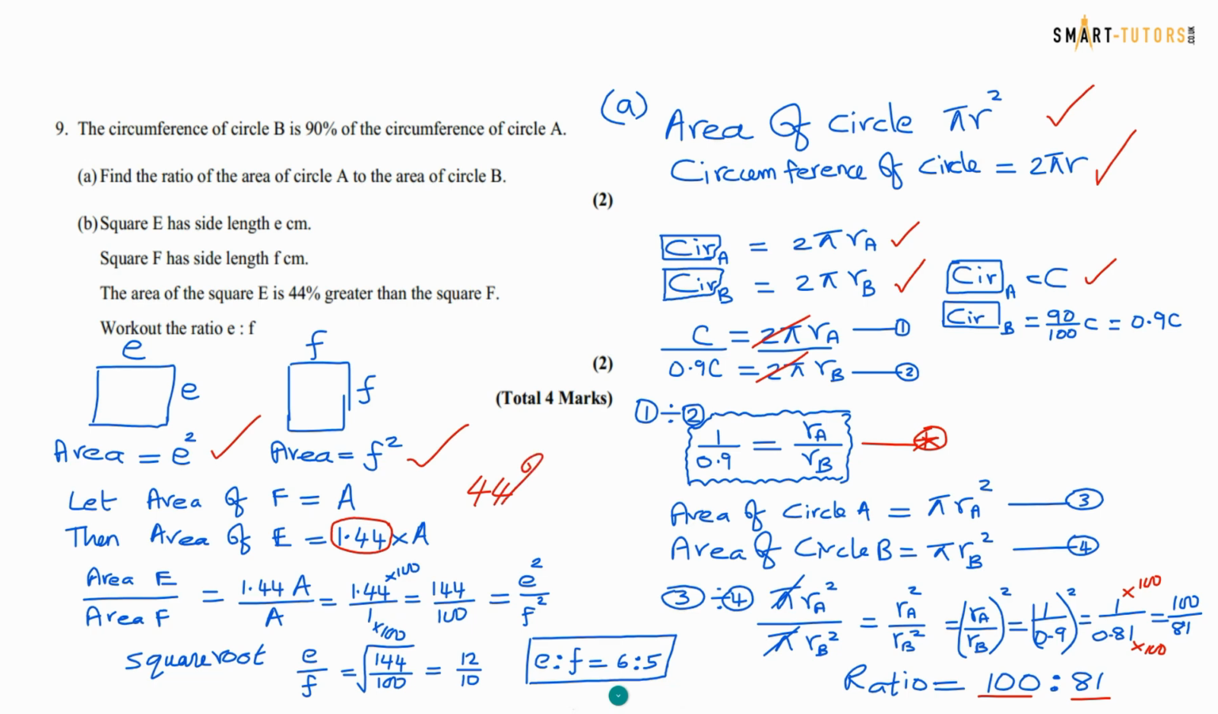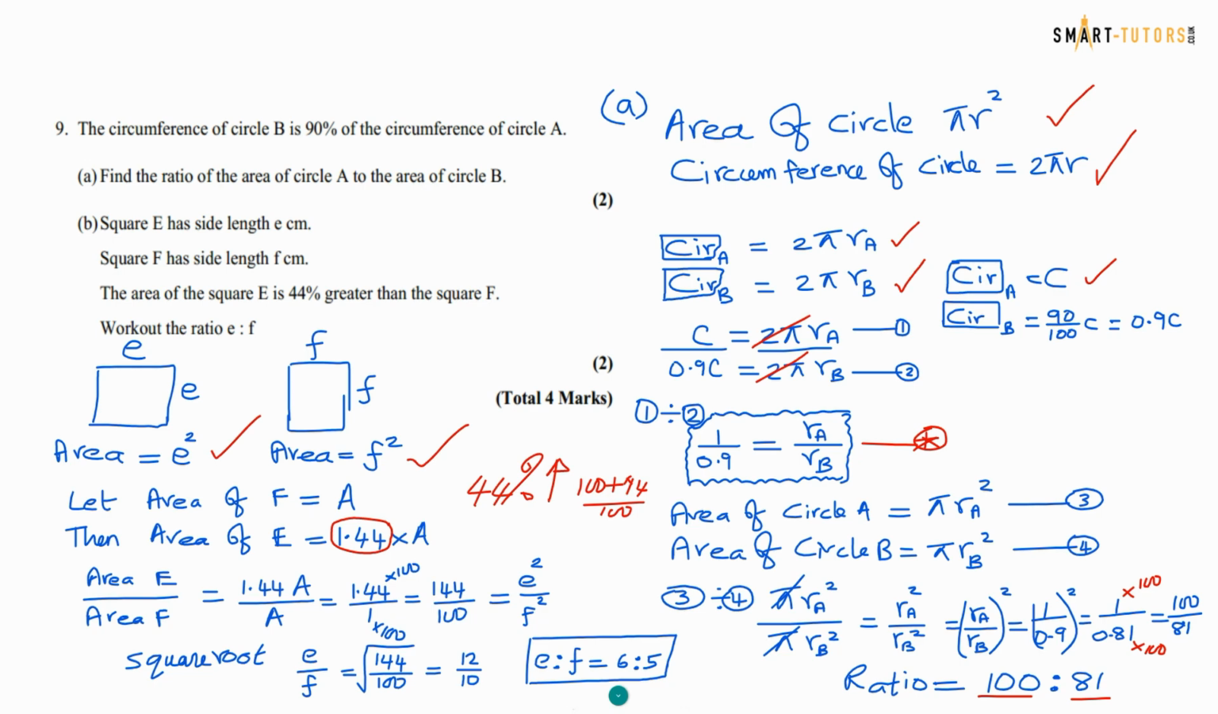44% more. 44% more means we have to do the percentage multiplier. More means you need to add 100 plus 44, which is 144. 144 divided by 100 is the multiplier 1.44. So 1.44 times A is the area of E.